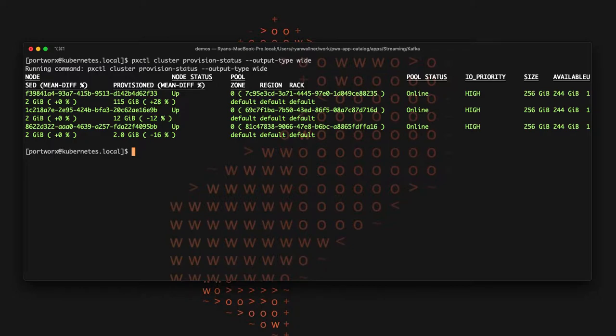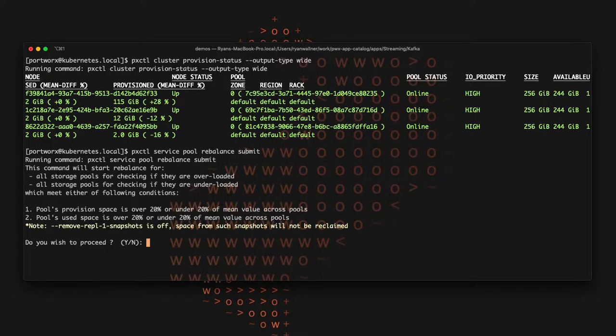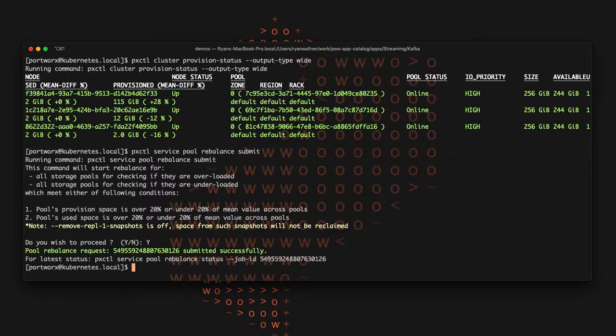So what you can do now using the pxctl command line is to issue a service pool rebalance. And this will rebalance the space above and below that 20% and make sure those replicas are back onto a location that makes it balanced. You can look at the rebalance status.